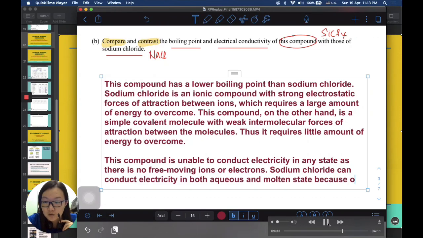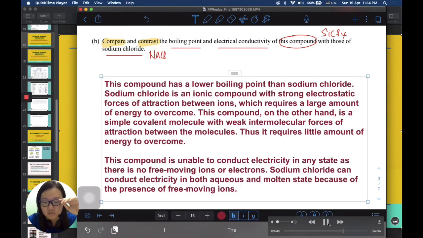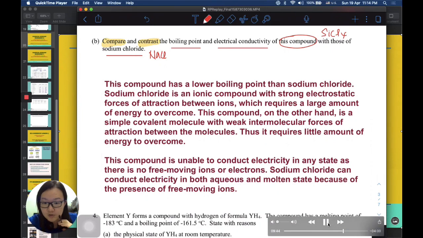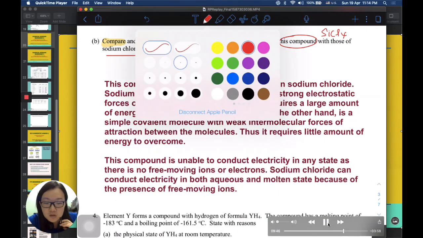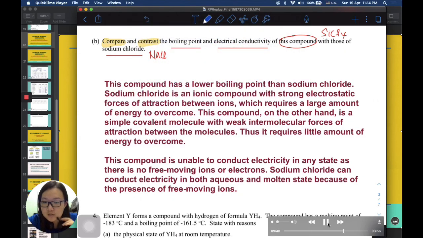Molten meaning liquid, like how molten lava is basically just the liquid, flowy state of whatever comes out from your volcano. That is because of the presence of free moving ions. Because sodium chloride is an ionic compound, it has free moving ions in the aqueous and molten state. So this is the answer.